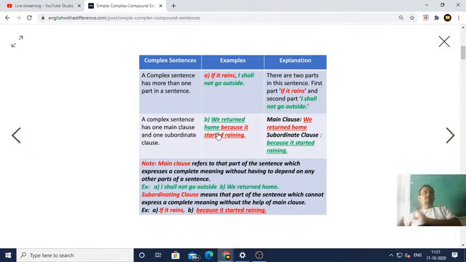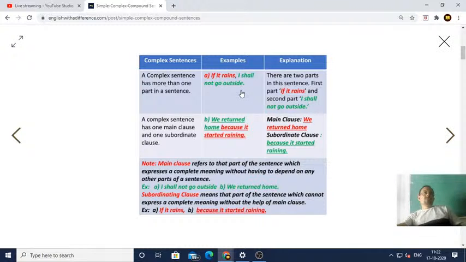One of the parts of the sentence is called the main clause, and another part is called the subordinate clause. Let me explain, dear students, what a subordinate clause is. First let me discuss the main clause with you. See here in this sentence, if it rains I shall not go outside. From this sentence I will explain.